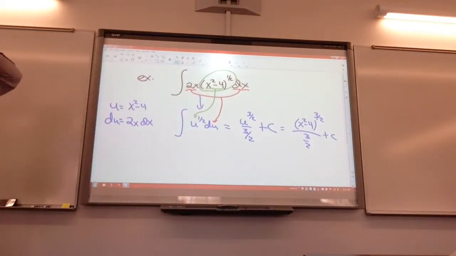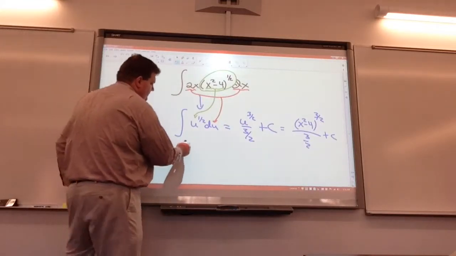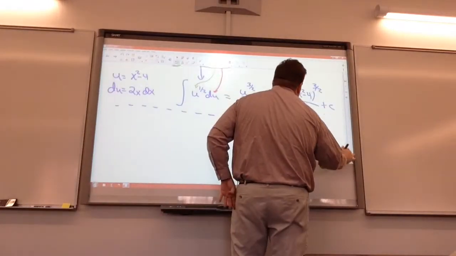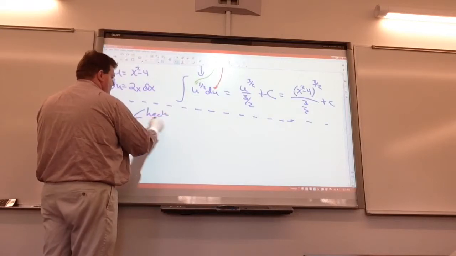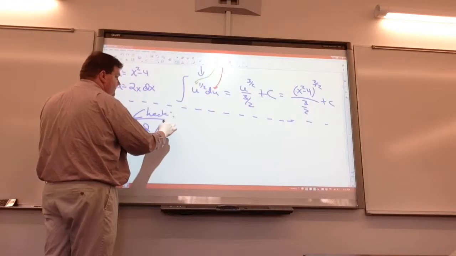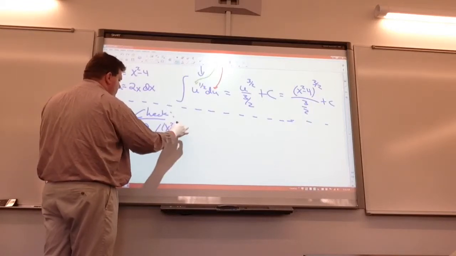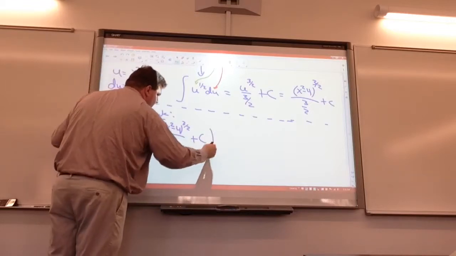Remember, one way I can check to see if I've done things correctly is take the derivative of my answer. I should get the integrand back. So this is only me just checking my answer. This is a check. I'm going to do the derivative of x squared minus 4 to the 3/2 over 3/2 plus c.